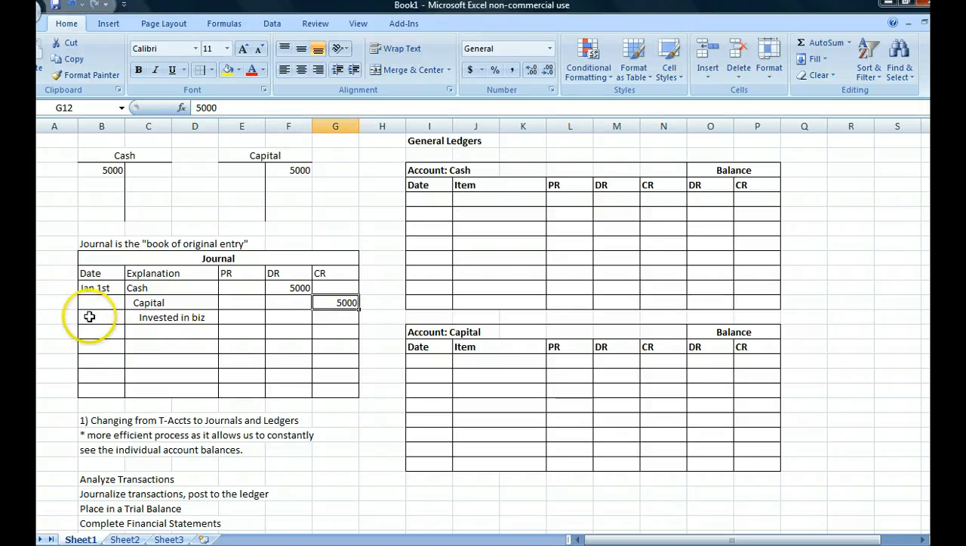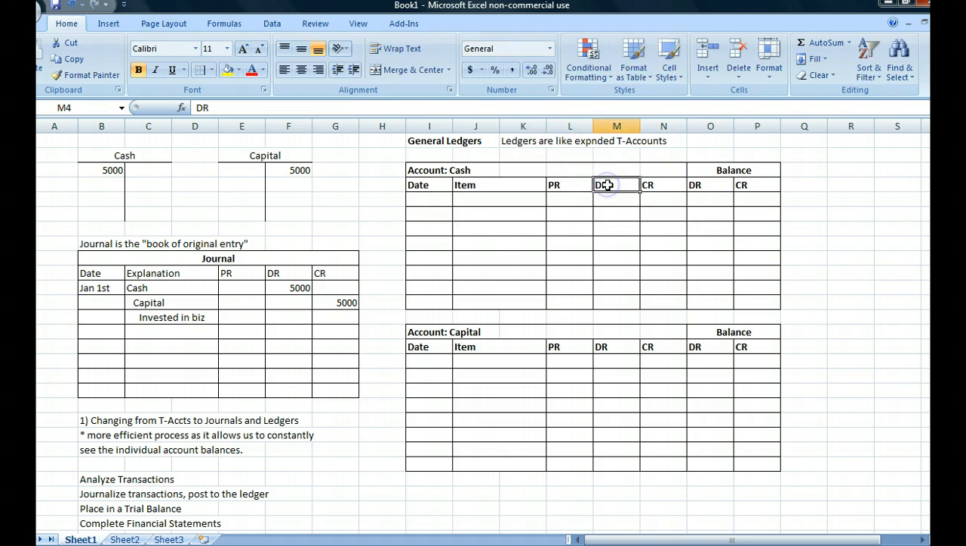Now, after you create a journal entry, you then have to do something called post to the ledgers. And these are my ledgers. And ledgers are basically going to be expanded T accounts.